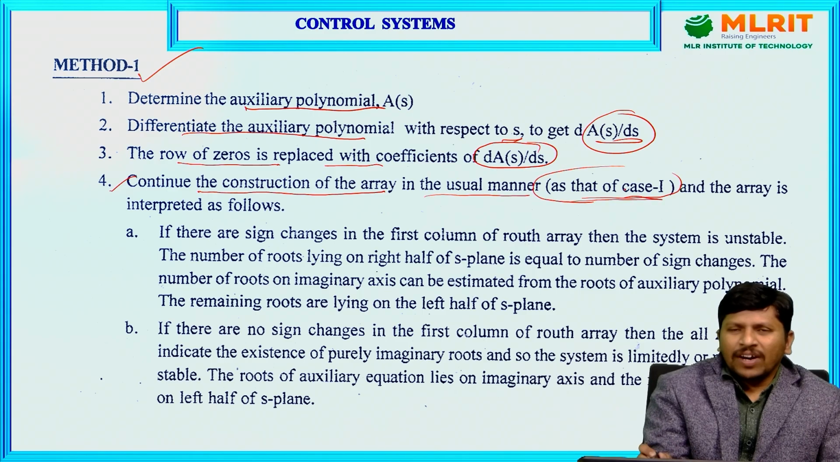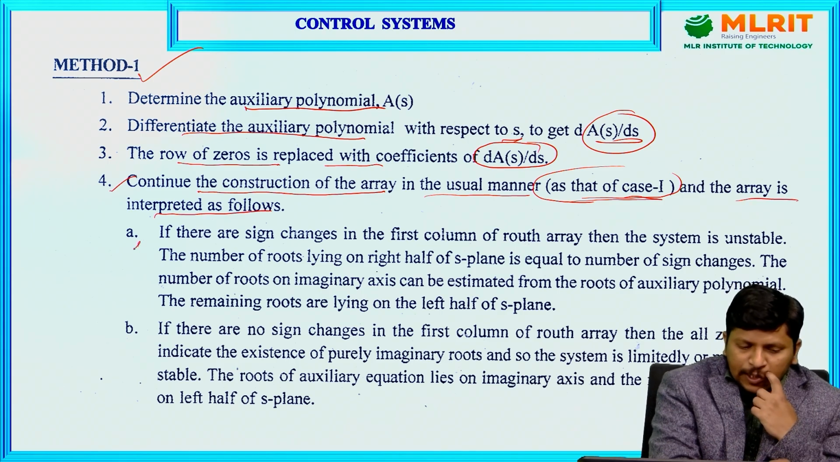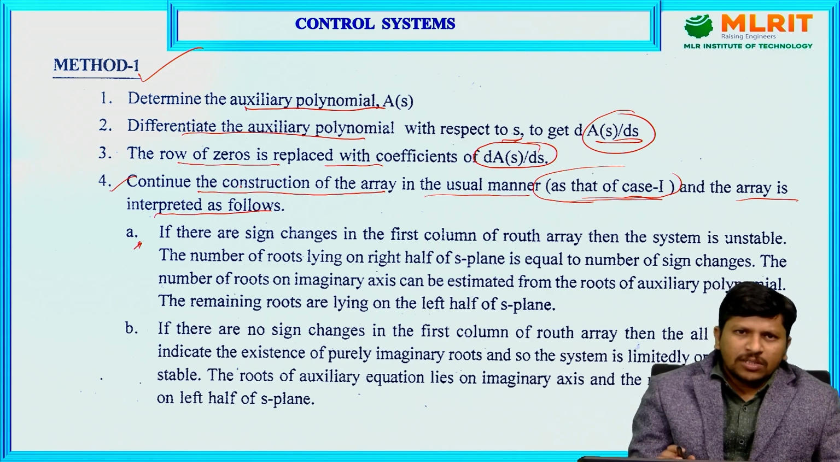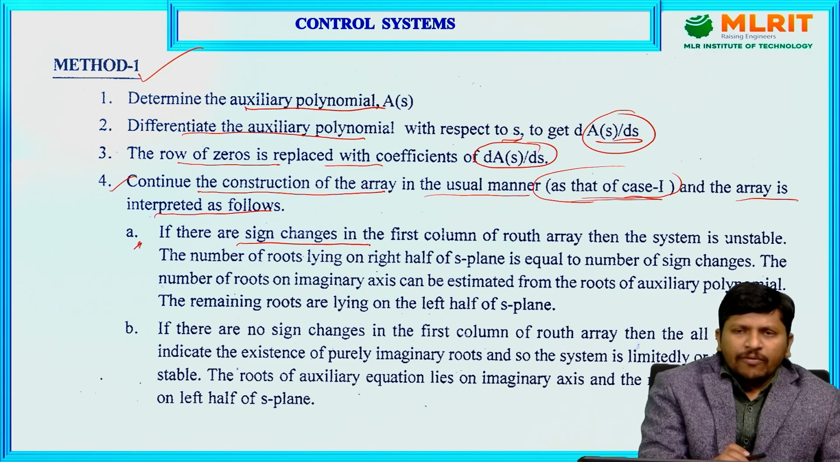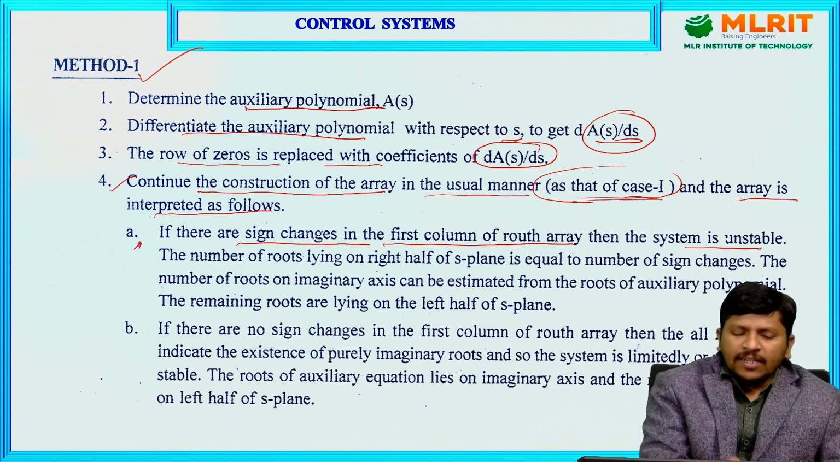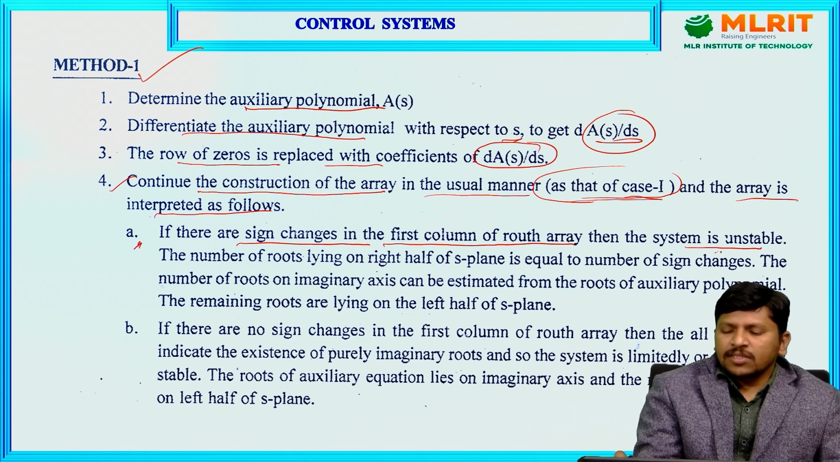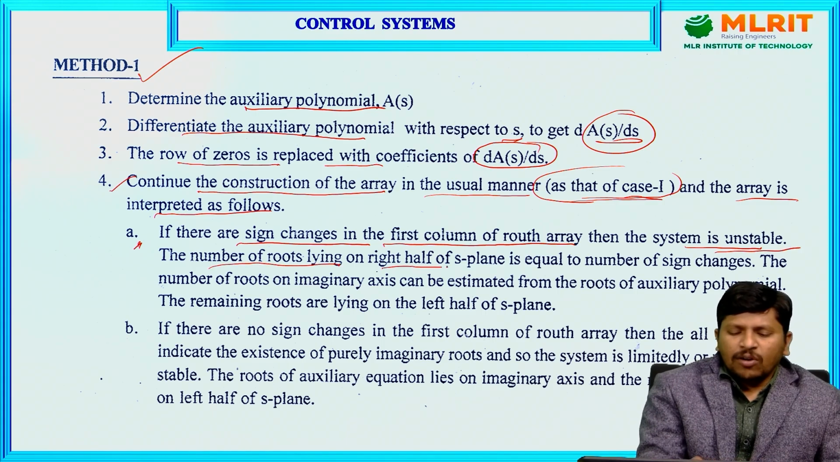and as in the case of 1 we need to follow in that condition. And then the array is interpreted as follows, like this. See, first step in this, continue that construction of the Routh array. Here we need to find the number of sign changes of the first column of the Routh array. Then the system is stable or unstable based on the sign changes. If there are sign changes in the first column, the system is going to be an unstable system. The number of roots lying on the right half of the S plane is equal to the number of sign changes.